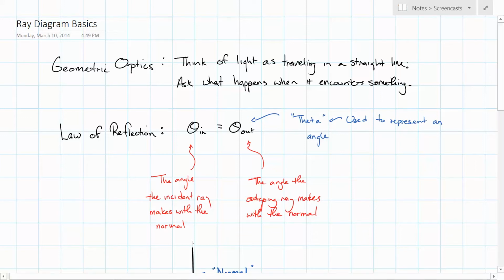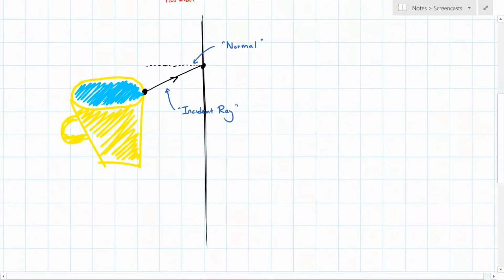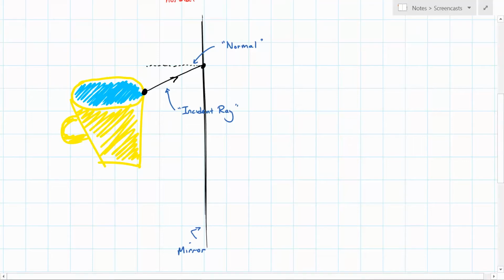So, that all is a whole bunch of words. Let's deal with some pictures. Consider this. Here's my mug. Here is a mirror. You can tell because it's a straight line right now. And so this is a ray of light leaving my mug and traveling to the mirror. It makes some angle with the normal, which we're going to call theta in. So the normal is just this line we draw perpendicular to the surface. That's the mathematical definition of normal.